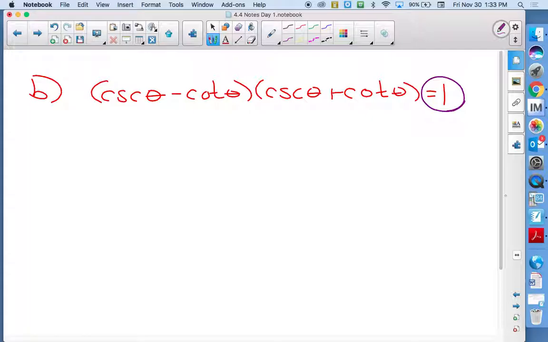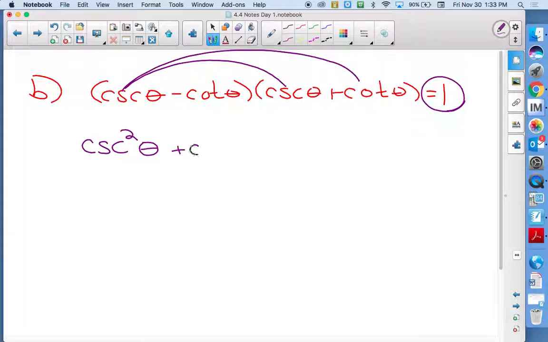When you have parentheses, what do you generally do to get rid of parentheses? You FOIL it. So we're going to do the algebra part, get rid of the parentheses. Cosecant times cosecant. Now it's squared, just like x times x is x squared. So this is cosecant squared. The little 2, the square part, goes next to the cosecant, not the angle. We're not squaring the angle, we're squaring the cosecant. And then we have cosecant times cotangent.